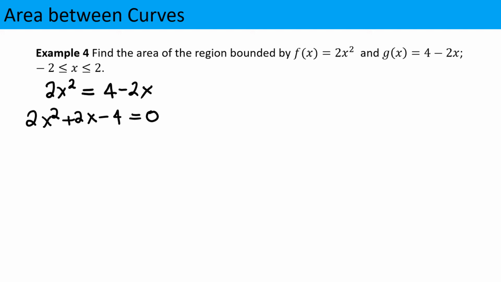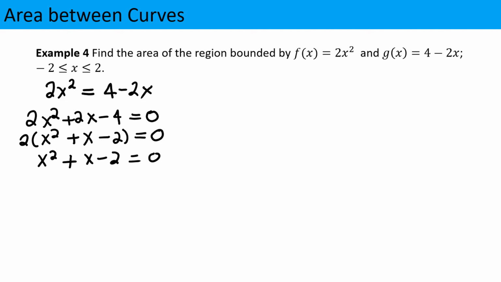Continuing, how about we factor out what's common? That's 2. So if I factor out a 2, then I'll end up with x² plus 2 divided by 2 just leaves x, minus 4 divided by 2 is minus 2. That's still equal to 0. I'll divide by 2 on both sides, so we end up with x² + x − 2 = 0.